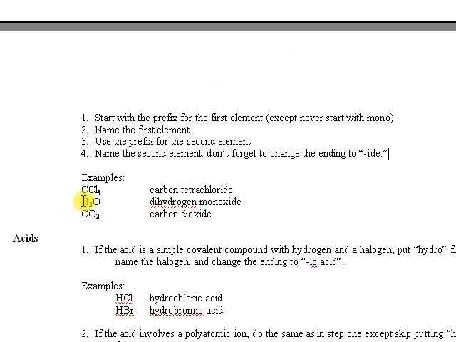An example of that is CCl4. There's only one carbon here, so that just is carbon. And then the chlorine, there's 4 of them, so we're going to use the prefix for 4. It's carbon tetrachloride. H2O, we know the common name for H2O is water, but the technical name is dihydrogen monoxide. And then CO2 is carbon dioxide. Remember, notice that we don't ever use mono to start the name of a covalent compound.